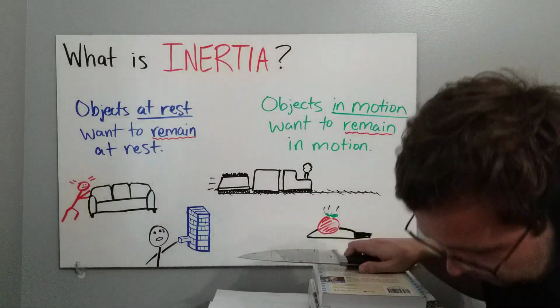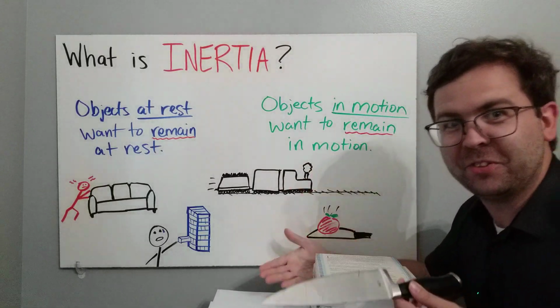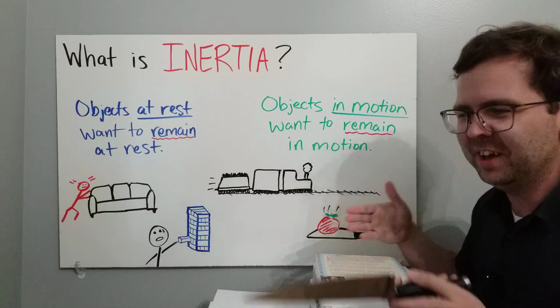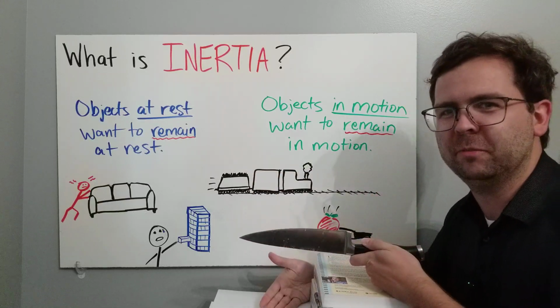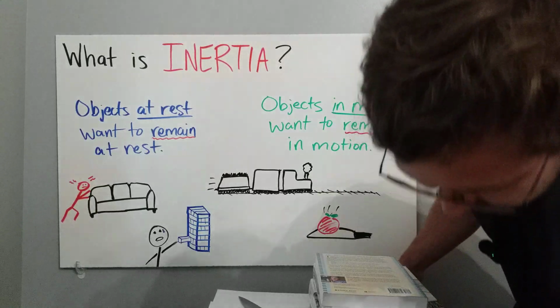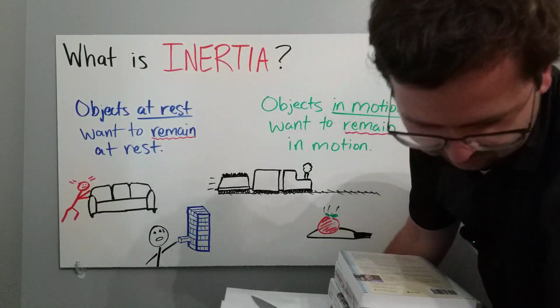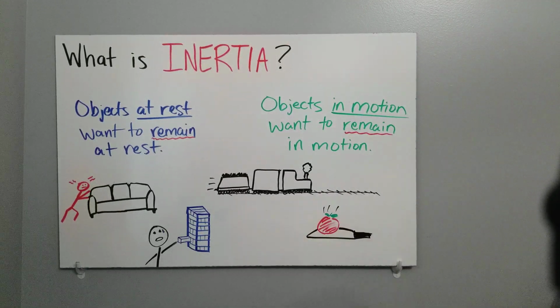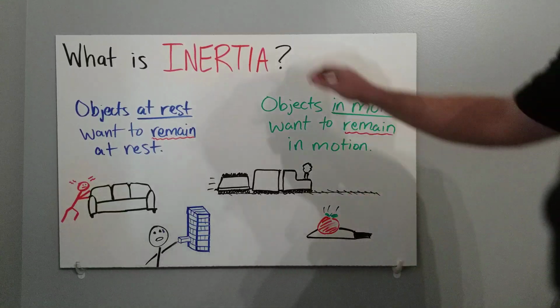There you have it. Oh, I was going to eat that. So once the apple's moving, it wants to keep going. The knife stopped, but the apple wants to keep going. Objects that are in motion want to remain in motion. Oh, good. It landed in a good place to eat it, so I should be able to enjoy that apple still.